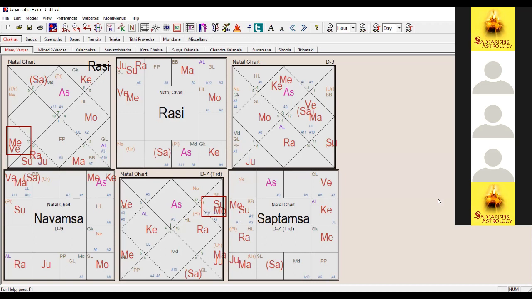Now, in our last two classes, I think you have attended that lecture, in which I have given the 3 rules for the prediction. So in that, our first rule is we have to see the concerned house from the Lagna. So for childbirth, the concerned house is the fifth house. So from Lagna, fifth house activation is required for childbirth.